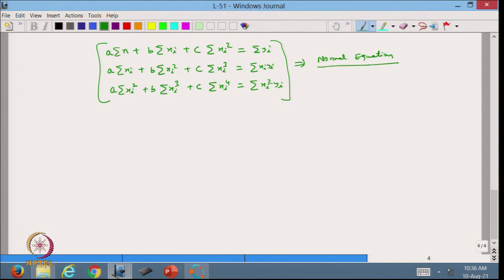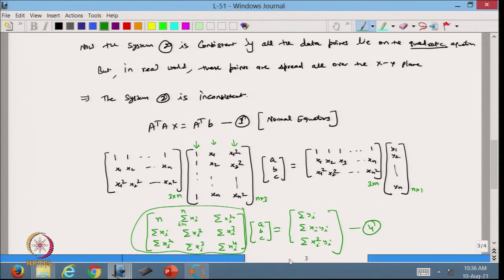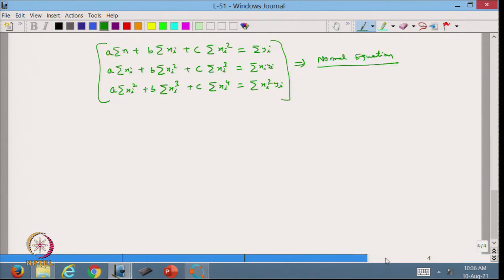So, these are the normal equations, and then we can solve this to find the values of a, b, c. So, this is the way we can derive the normal equation through linear algebra. Now, let us take one example. In this I am taking one example.